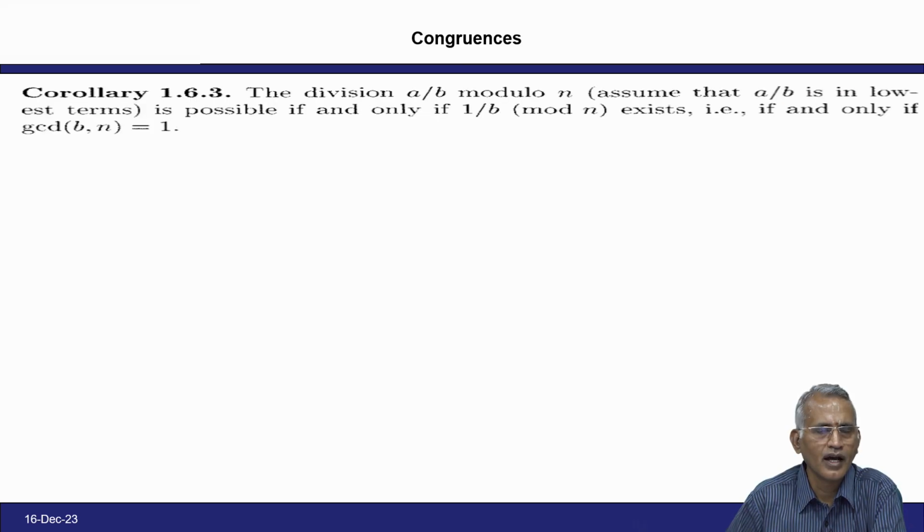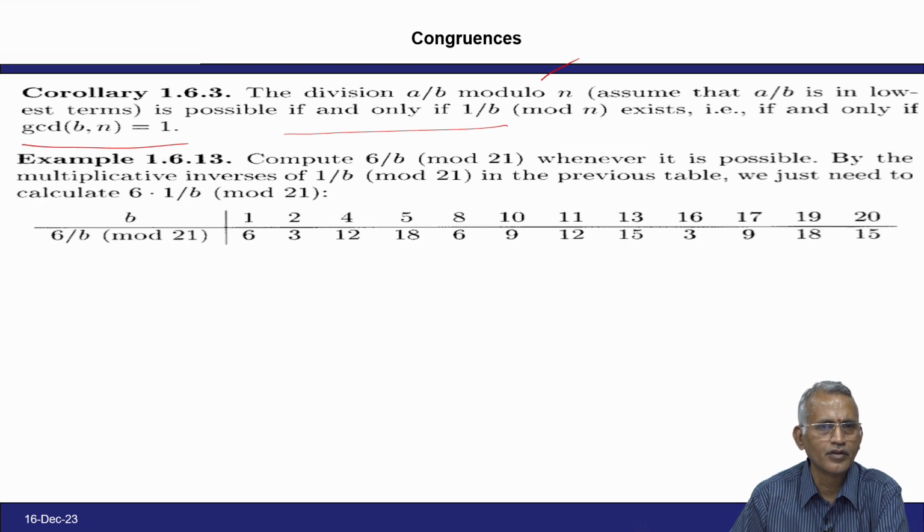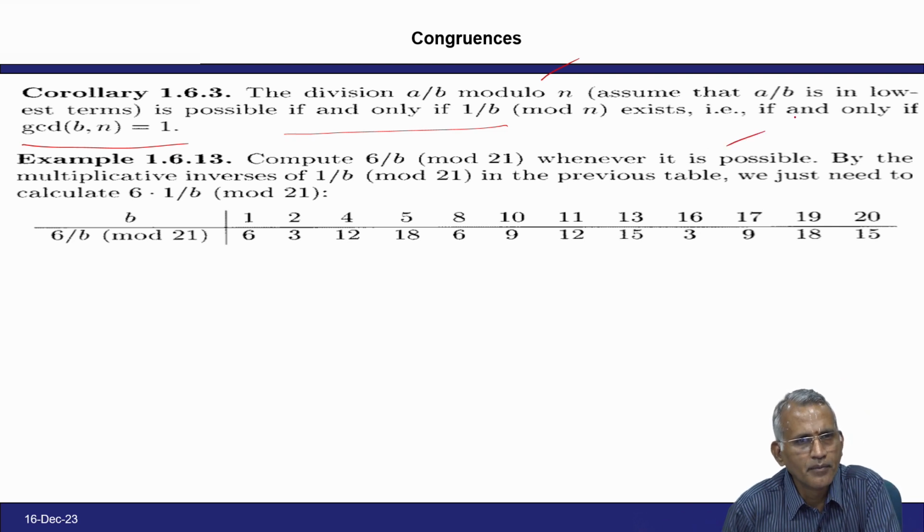Now, we have a corollary: the division A divided by B under modulo n. Assume that A divided by B in lowest terms is possible if and only if the inverse 1/B modulo n exists, so if and only if the GCD of the two numbers equals 1. So, compute 6 divided by B under modulo 21 whenever it is possible, by the multiplicative inverse 1/B modulo 21. In the previous table, we just need to calculate 6 times 1/B under modulo 21.